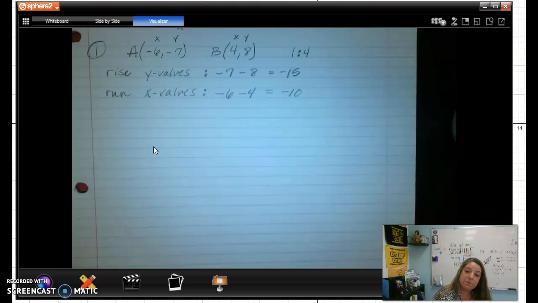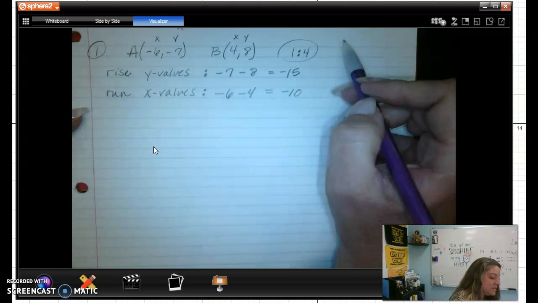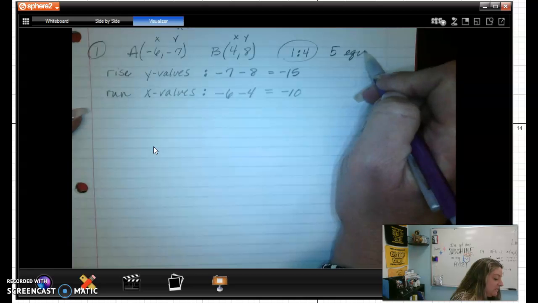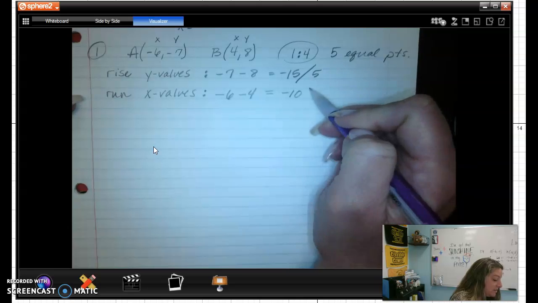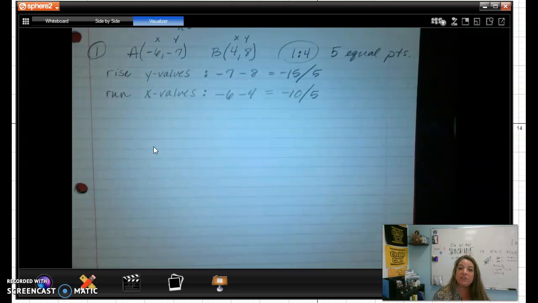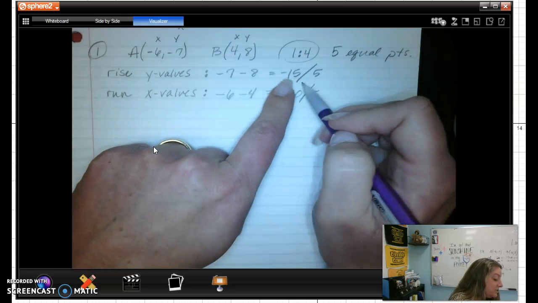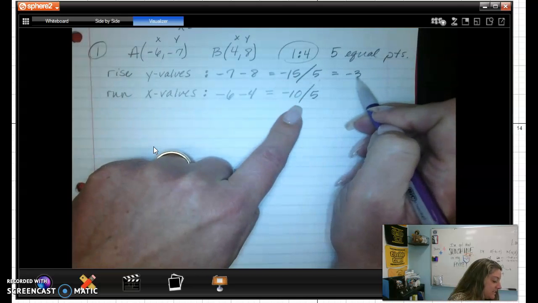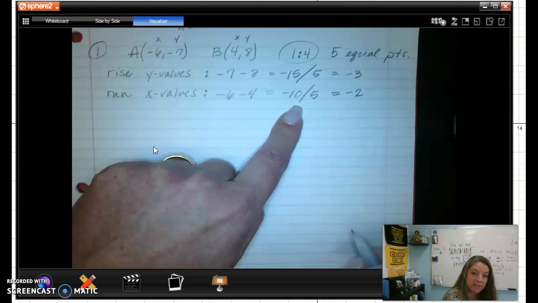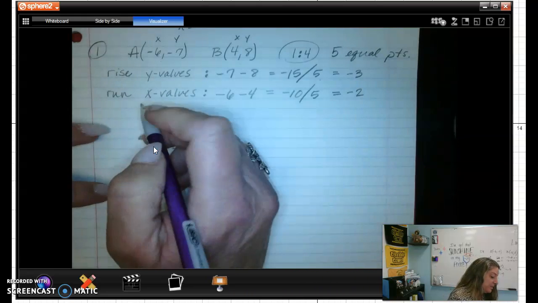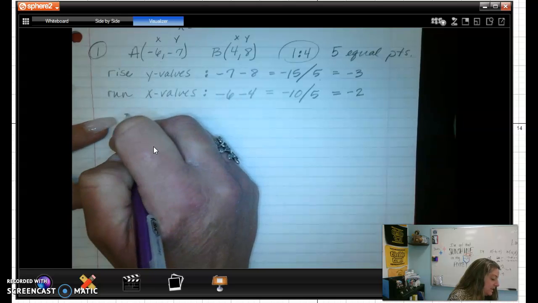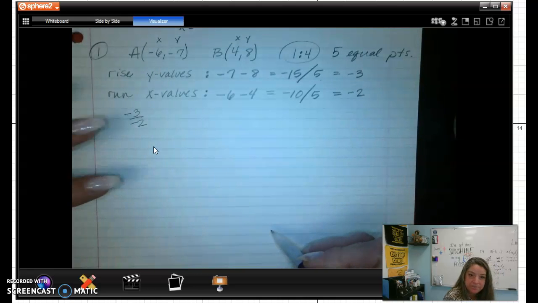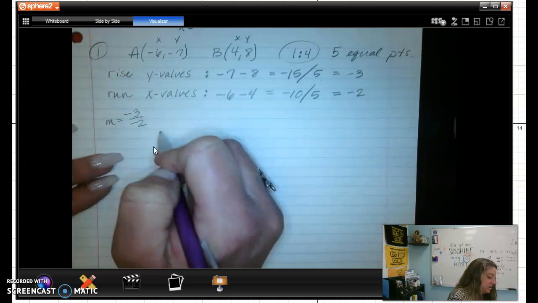Okay. And then we have to calculate how many partitions we're going to need. So if we want a ratio of 1 to 4, that means that we need 5 equal parts, okay? So we're going to divide these numbers by 5 because that's going to give us those 5 equal parts. And so -15 divided by 5 is -3. This one gives you a -2. And so the slope that we're going to use, the rise and the run, is going to be a -3 and a -2. This is the slope that we're going to use to get there.